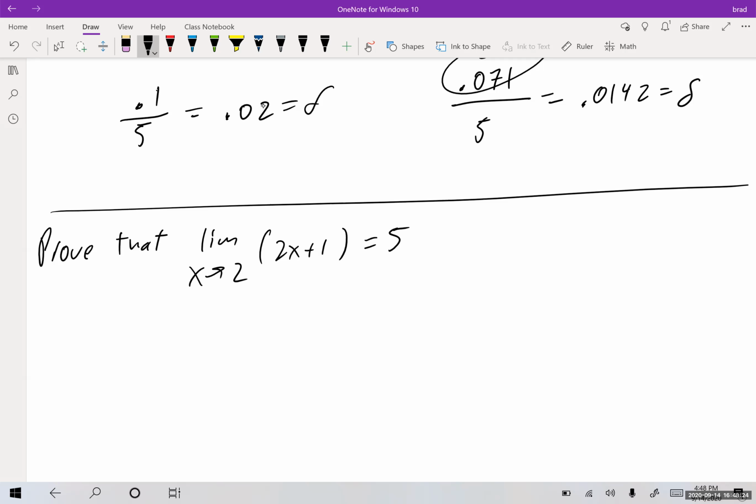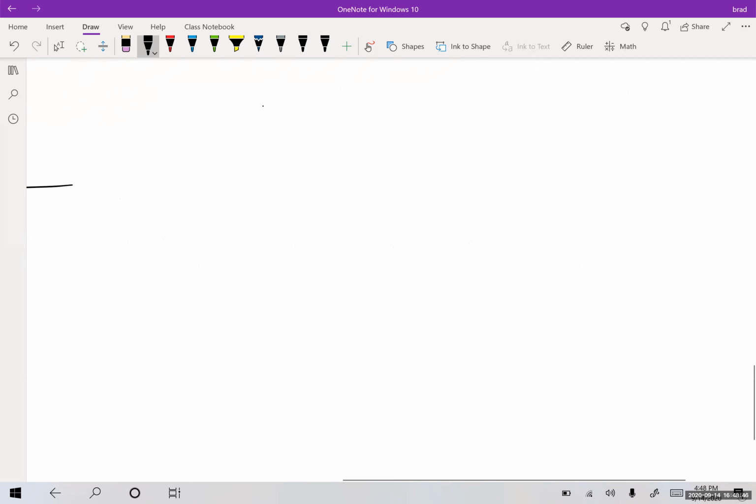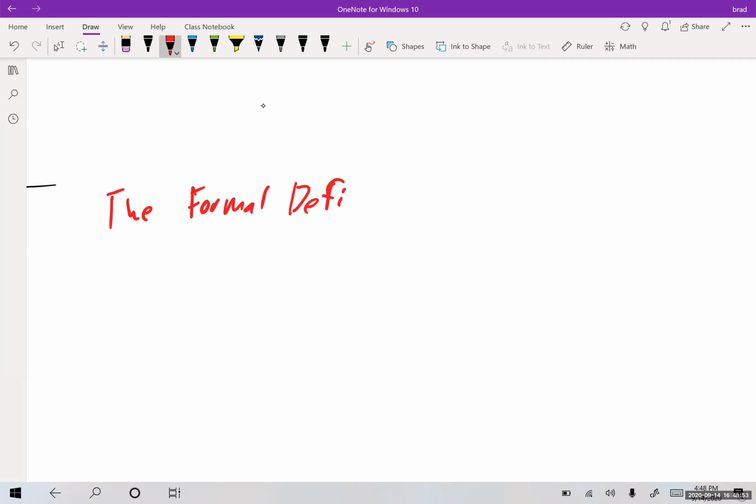So they're telling you the limit, we already know the limit is 5. So you're not trying to find the limit, you're trying to prove that the limit is 5 using the formal definition of limits. So in order to do that, I need the formal definition of limits. So let's come over here. The formal definition of a limit.